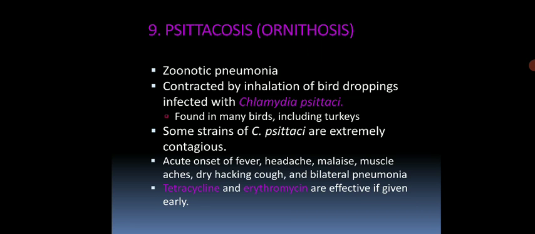psittacosis or ornithosis is again a zoonotic pneumonia, contracted by inhalation of bird droppings infected with Chlamydia psittaci, and it is found in many birds including turkeys, and some strains of Chlamydia psittaci are extremely contagious. Its symptoms include acute onset of fever, headache, then malaise as well as muscle ache, and dry hacking cough as well as bilateral pneumonia. Tetracycline and erythromycin are the drugs of choice for this infection.